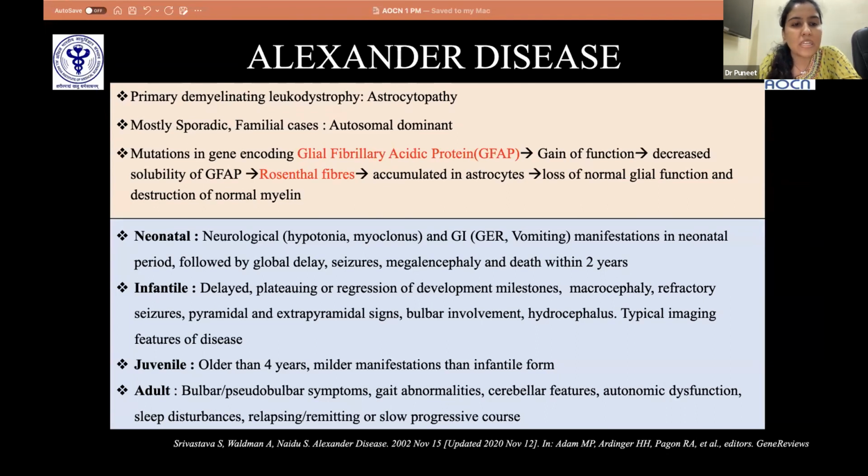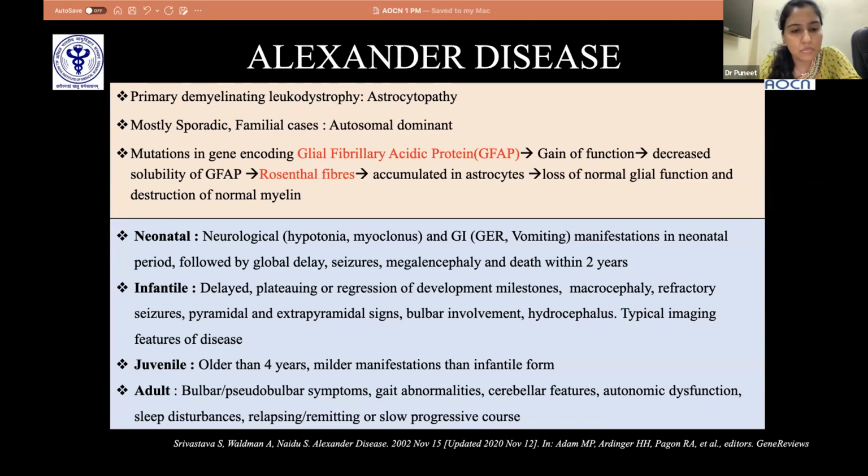years. In the infantile onset, which is also known as the type 1 Alexander disease, the developmental milestones are usually variable. They can present as delayed development, or the plateauing of the milestones, or the regression of the milestones achieved. The child will be macrocephalic. There will be refractory seizures. Pyramidal as well as extrapyramidal signs can be present, bulbar involvement, and sometimes hydrocephalus. Considering the blockage of CSF outflow because of the Rosenthal fibers, hydrocephalus can at times set in.